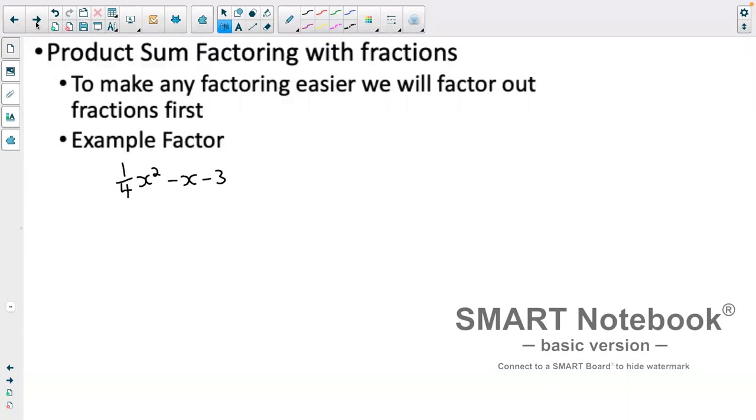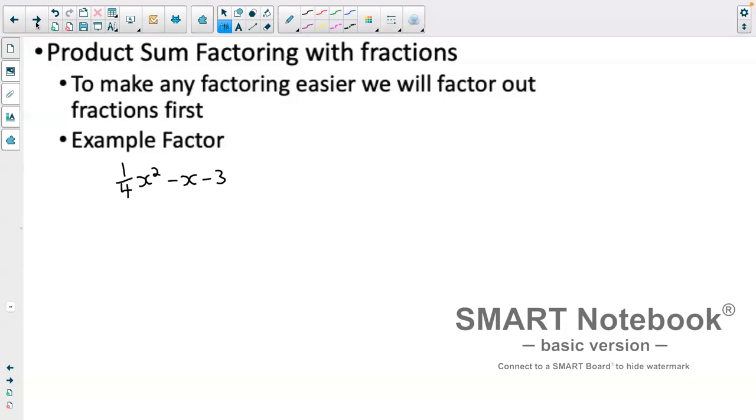Last section we dealt with product sum factoring. Today we'll go over dealing with fractions if you have some product sum factoring, as well as some other factoring methods. So if you come across a quadratic function that has fractions, the easiest thing is to factor out those fractions first.